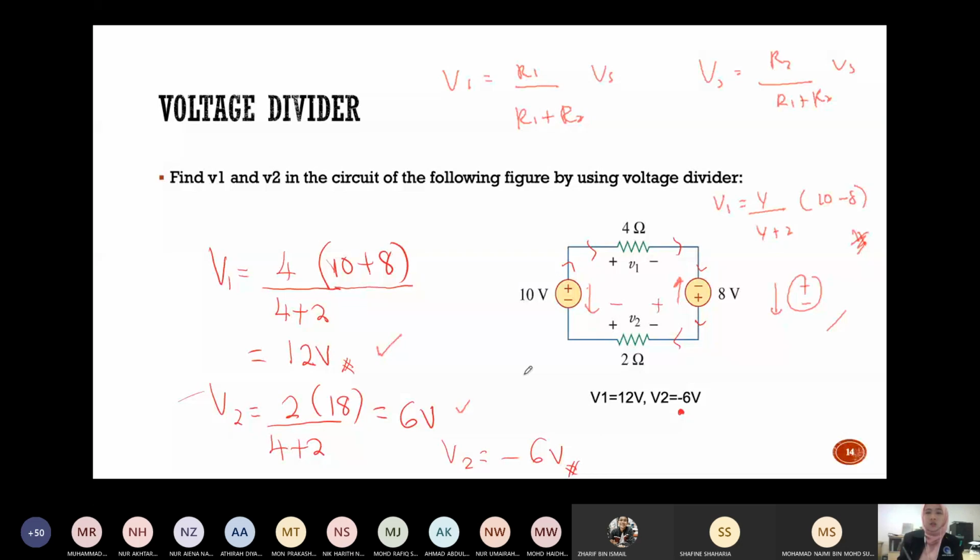Another thing you need to take note of: if you look here, this is positive, this is negative, so the direction of V2 is counterclockwise. But supposedly for this resistor the polarity should be positive, negative, following the current flow. Because V2 is opposite of the current flow, you must make sure to add a negative value in front. The final value for V2 is actually negative 6 volt.